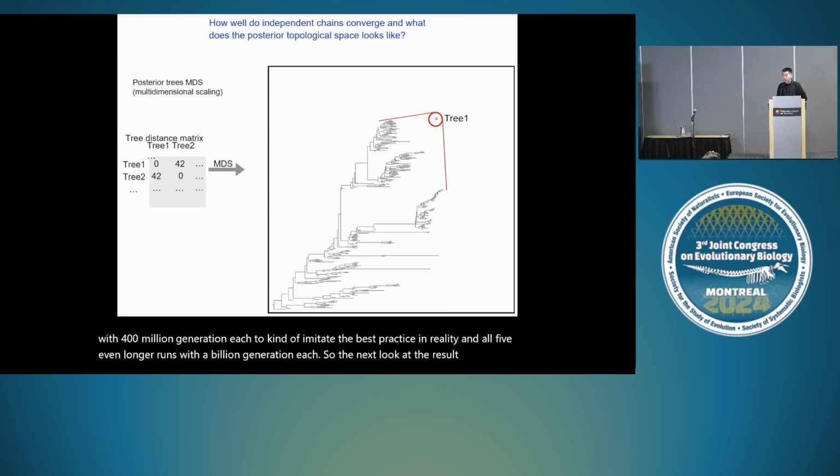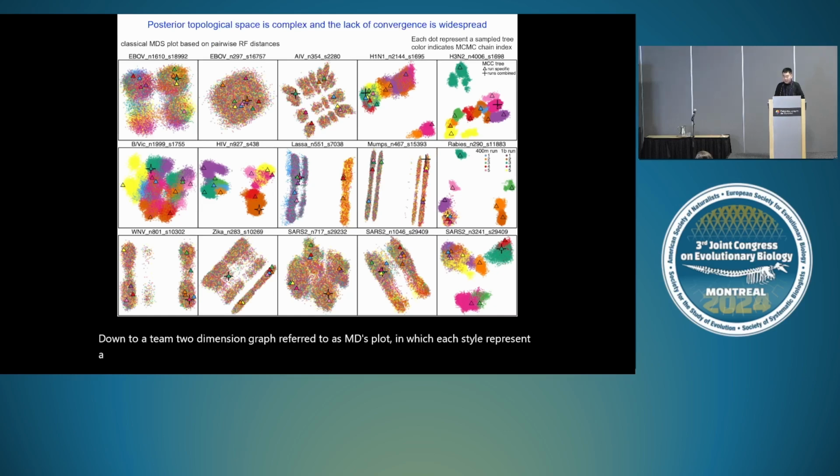First, let's focus on the convergence of tree topologies among replicate chains. To visualize the tree space, we first compute the pairwise tree distance matrix, and then use multidimensional scaling to transform that high-dimensional tree space onto a two-dimensional graph referred to as an MDS plot, in which each dot represents a tree. Here is the posterior tree space of each data set. Each dot represents a sample tree, while its color indicates which MCMC chain it was sampled from. A clear separation of the colors indicates lack of convergence among chains.